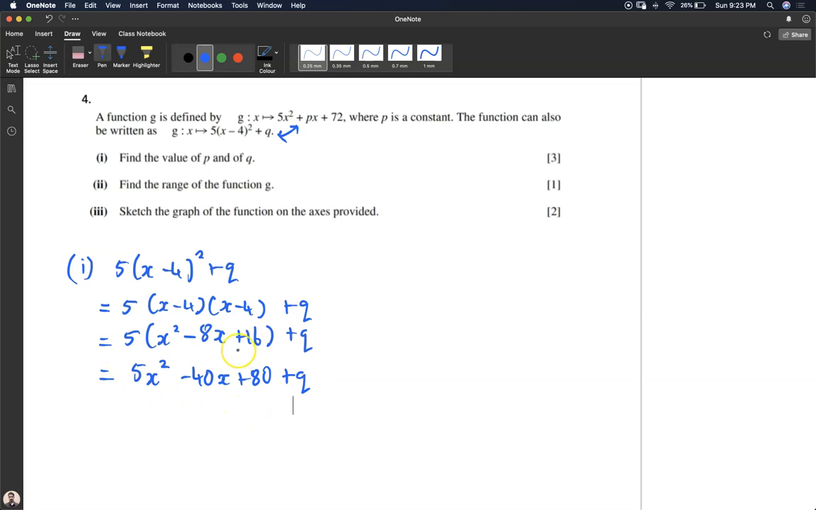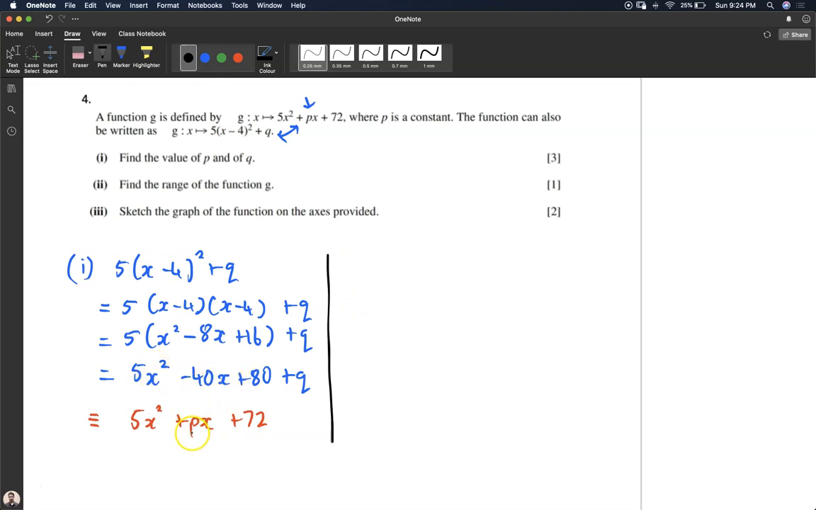Now we're almost there. Now this is supposed to be similar to this. Therefore, I'm going to make a comparison with this: 5x squared plus px plus 72. So I'm just going to use this symbol for comparison. If I'm not mistaken, this should be the symbol for comparison. But anyway, let's try.